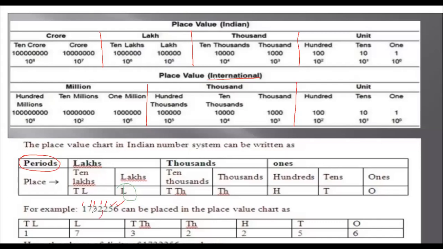So you can use it, right? 17 lakhs. These two make 1 period, and this makes 1 period. So actually we use commas here and here. So 17 lakhs, 32,000, and 256. If you know the place values and where we use commas, we can easily write the number names without mistakes, right?